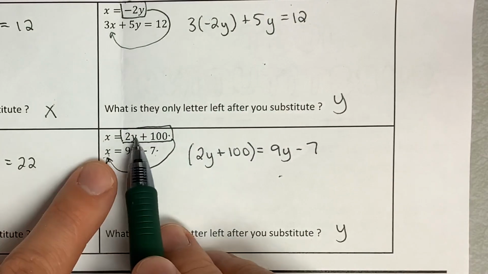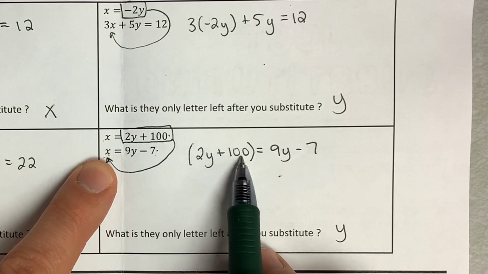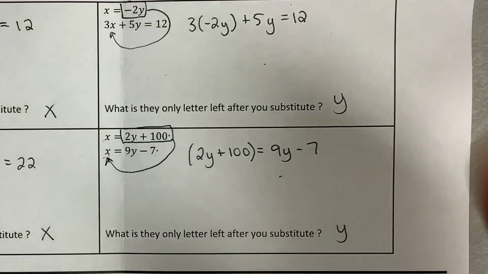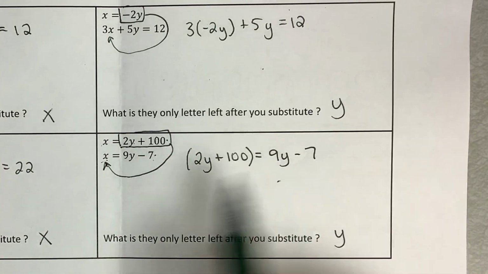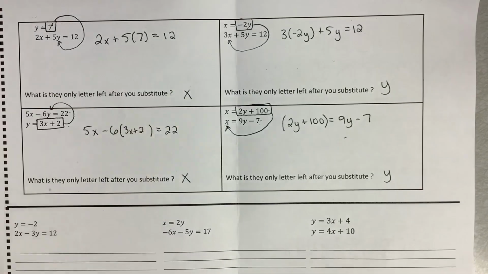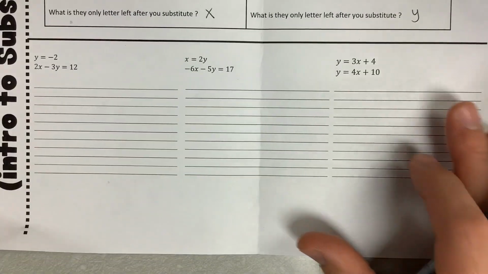X was taken out, and I plugged in the 2y plus 100 equals 9y minus 7. So it's literally the exact same thing, a little bit different, but I was left with y's. And that's it. We're done, guys, with the top half. Now let's go into the bottom half.